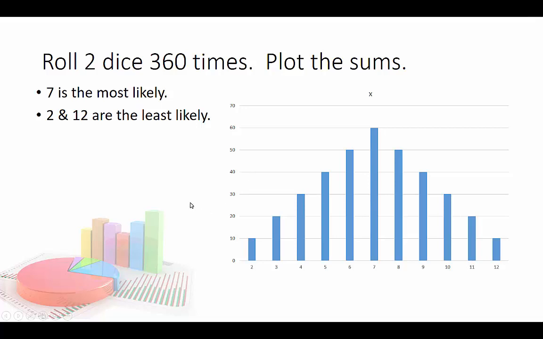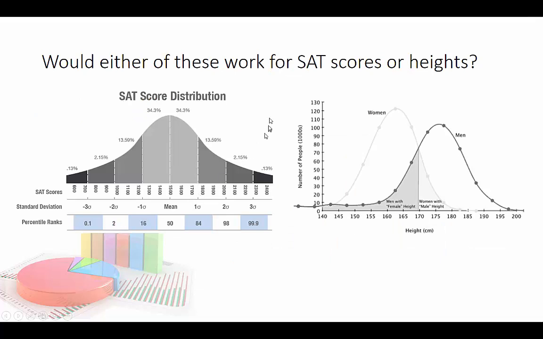But now we're going to go ahead and talk about some other distributions that have a name. And that is the distributions we'd use for things like SAT scores or heights of people. All of these have sort of what's called a bell curve. And the actual name for it in statistics is a normal distribution.